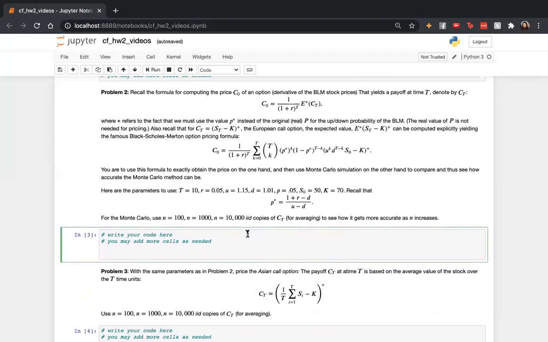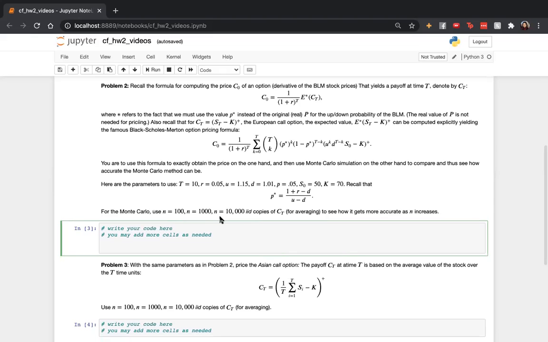Let's start off by reading the question. It says, recall the formula for computing the price C0 of an option derivative of the BLM stock prices that yields payoff at time T, denoted by CT. And then we have the equation where the star refers to the fact that we must use the value P star instead of the original real P for the up/down probability of the BLM. The real value of P is not needed for pricing.